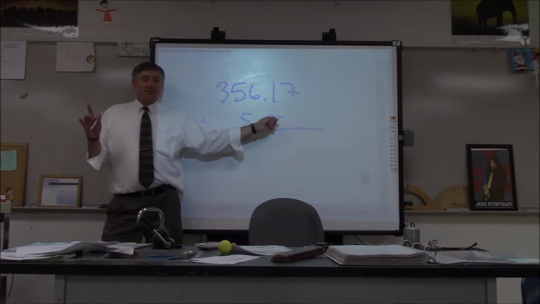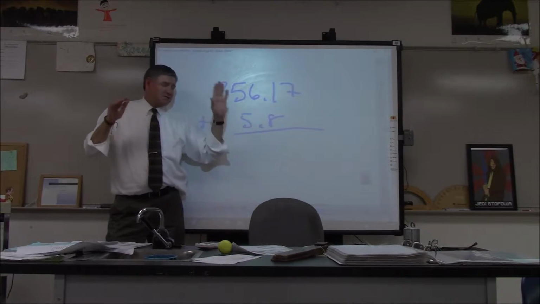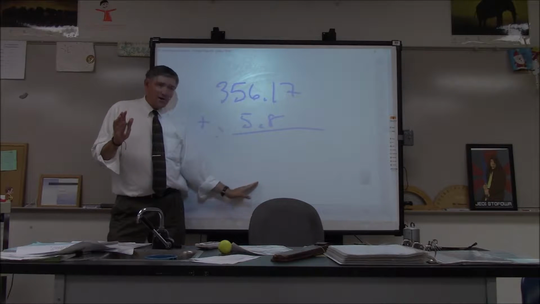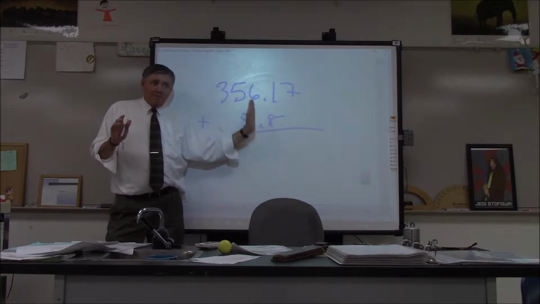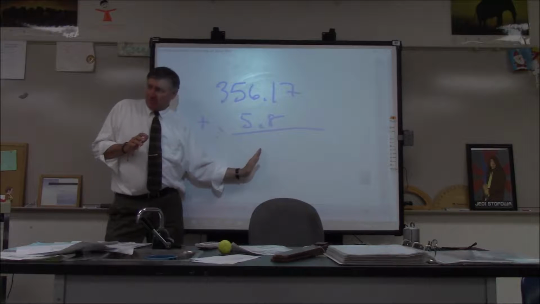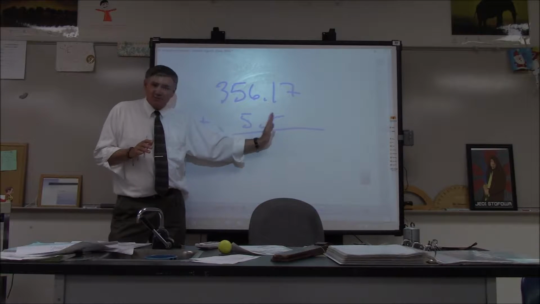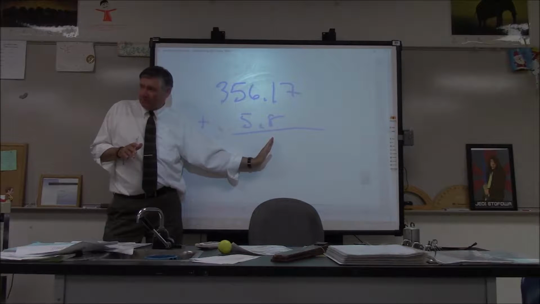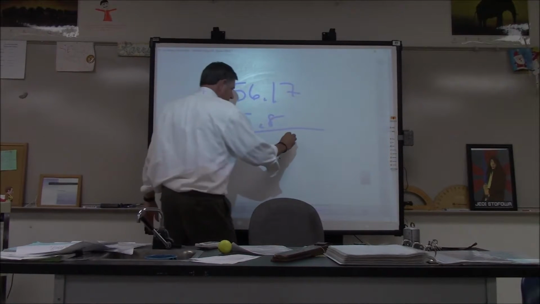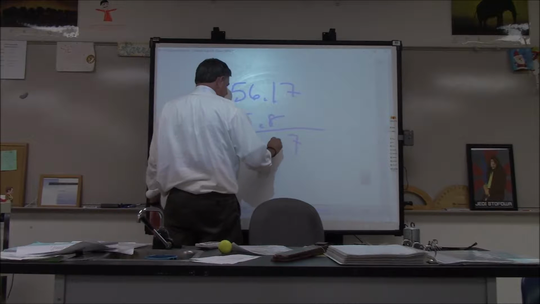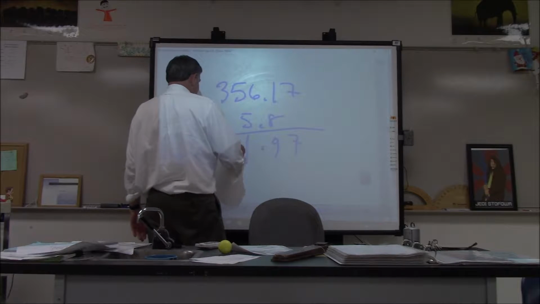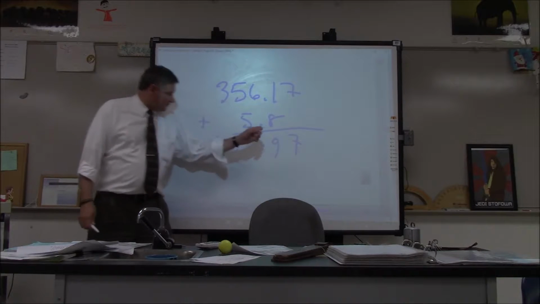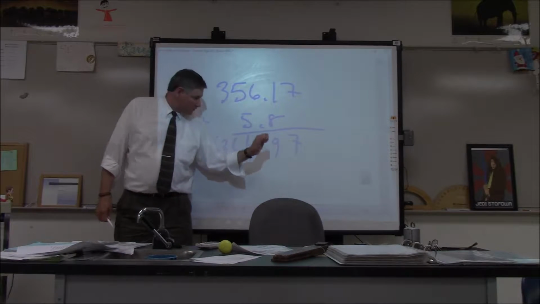So on the test tomorrow, you're going to have a problem like this, trust me, okay? If you don't know what to do, line them up, stack them, align the decimal points. Find the least precise measurement, add it together, and round to that value, okay? Punch it in your calculator. You're going to get 361.97, okay? This is the least precise measurement rounded to that.